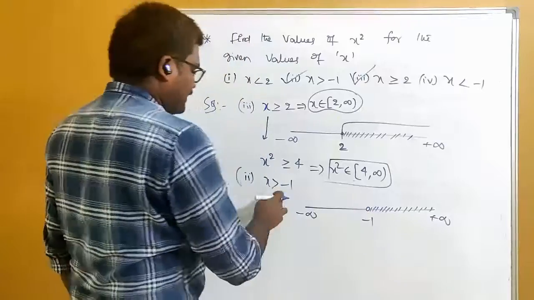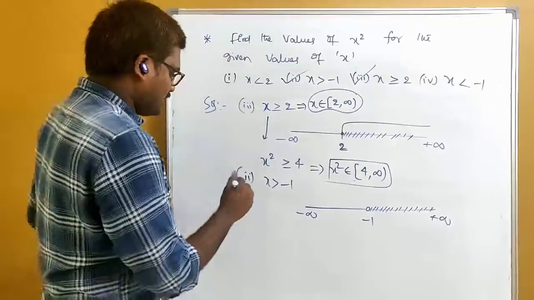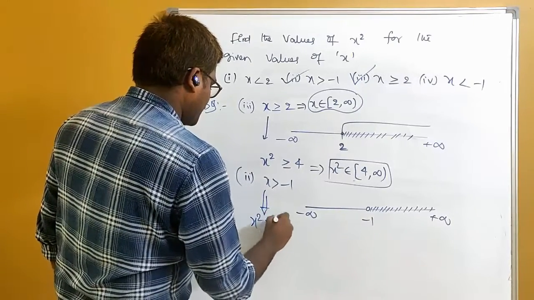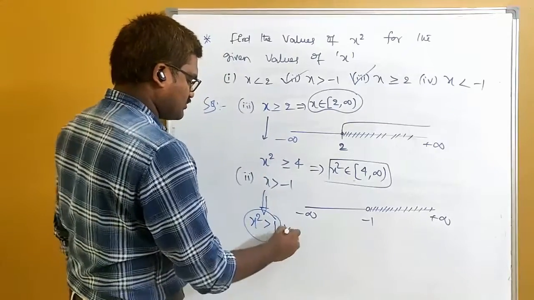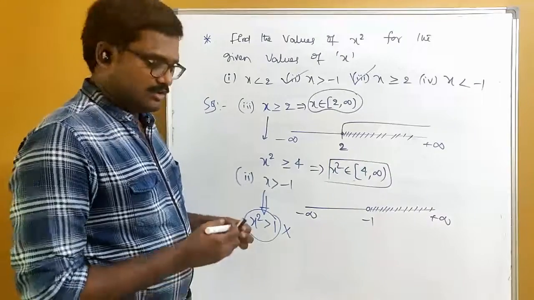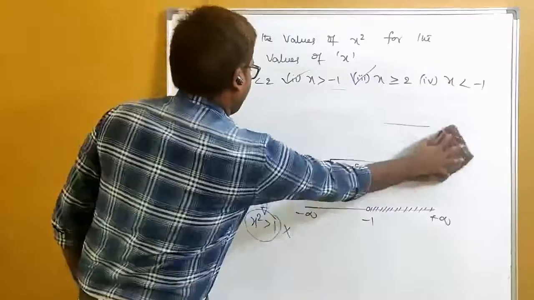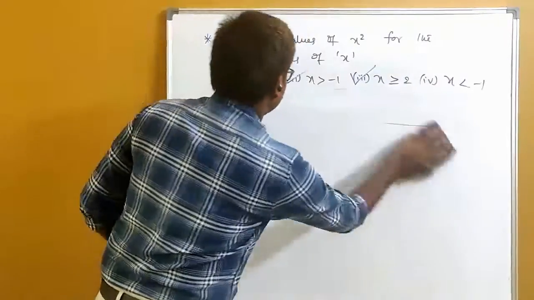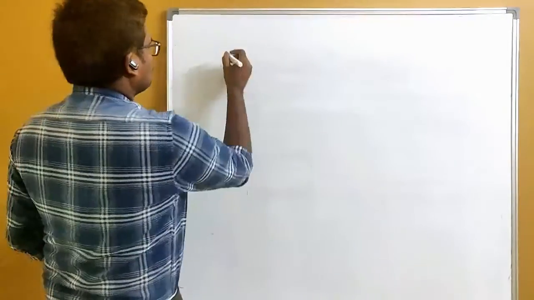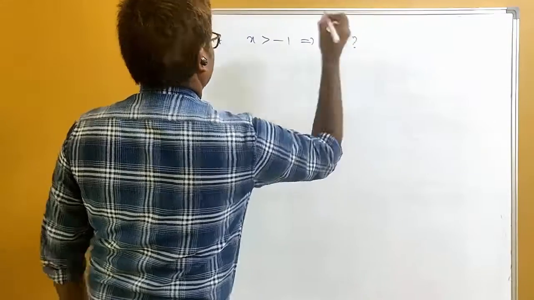Now what would happen if I square this? Usually what we will write is x square greater than 1 by using this one, but this is wrong. This is wrong one. X square greater than 1 is wrong. I will tell you how. Let me erase this. I have x greater than minus 1 and I want to find out x square.